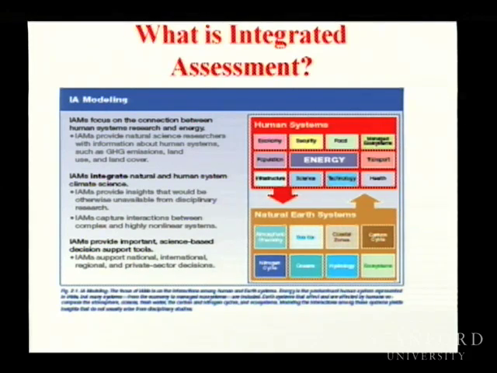So what is integrated assessment? It's focused on the connection between human systems research and energy. In this case, this is the Department of Energy. So if you went to NOAA, they would say it's weather. If you went to the Dutch integrated assessment team, they would say it's ecosystem modeling, because that was the base of their model. As we leveraged off energy models, they leveraged off integrated ecosystem modeling. Integrated assessment models integrate natural and human climate science, and they provide important science-based decision support tools.